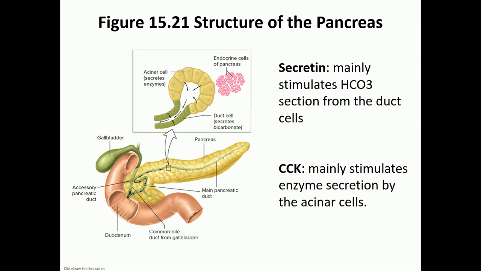Okay, so going back to the structure of the pancreas, we have the islets of Langerhans, and those are the endocrine cells. Those make your insulin and glucagon. That's not what we're going to be talking about. We are talking about the exocrine function, where it's made out of these acinar cells, and those cells secrete the enzymes. It is stimulated by CCK, while this duct portion of the gland secretes bicarbonate, and that is stimulated by secretin.